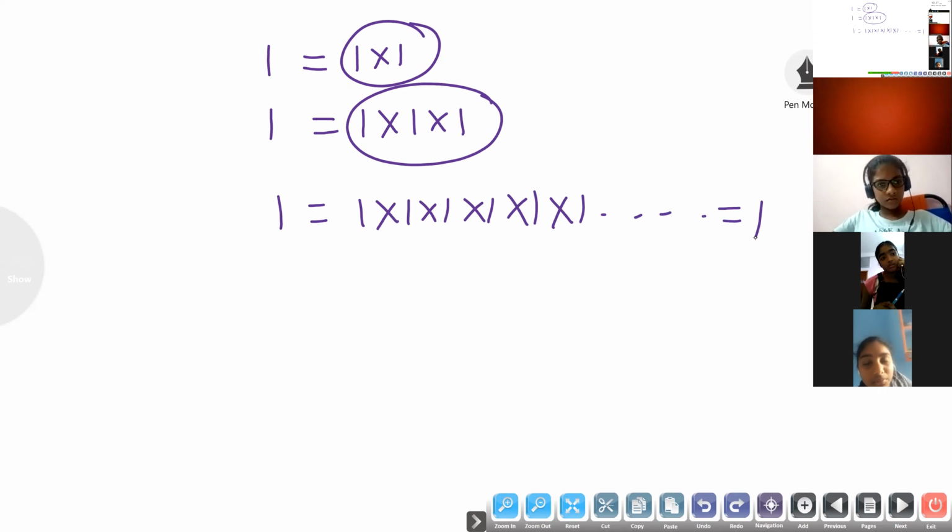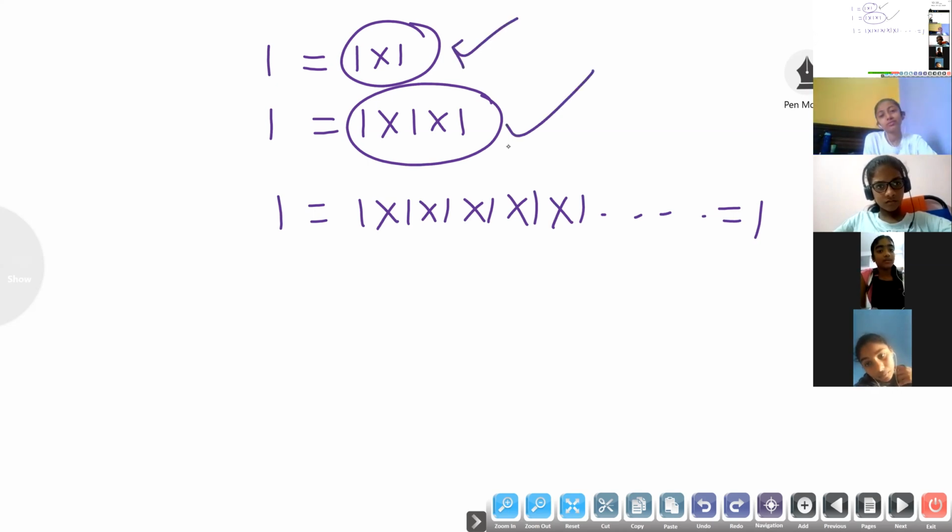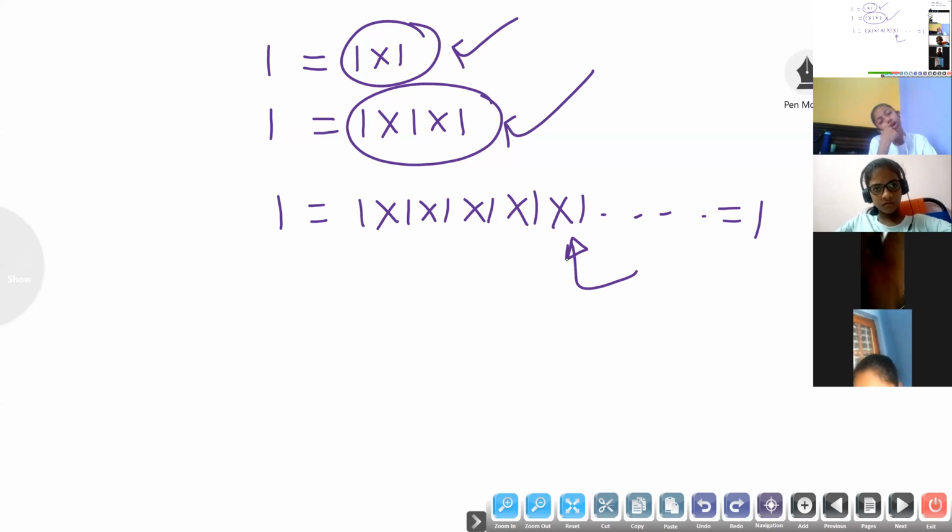You are observing, students? 1 is not fixed. 1 is like a politician, okay? 1 is going to the other party. Here also 1 is going. Here also 1 is going. Means 1 is not fixed. 1 is going anywhere. If I say exactly 2 factors, then more than 2 factors is also there, even infinite factors are also there. Means the value of 1 is not fixed.